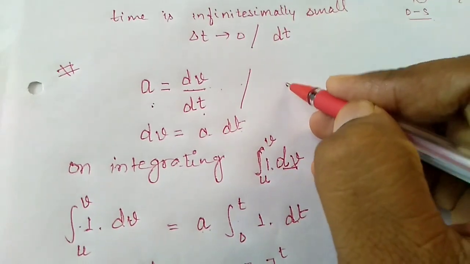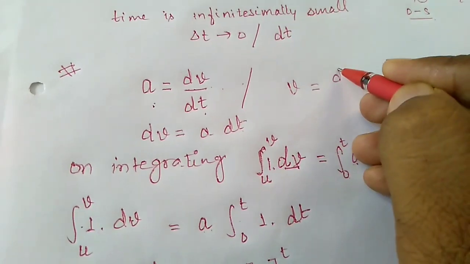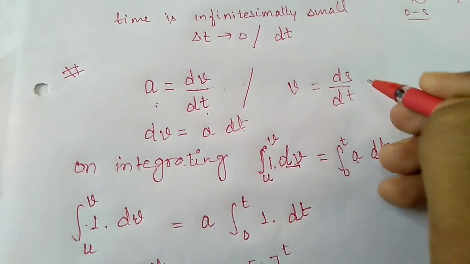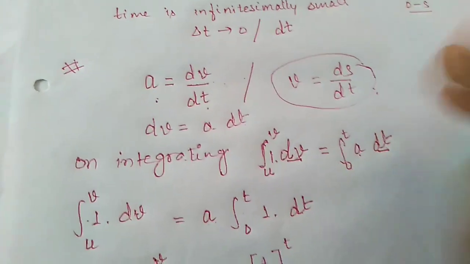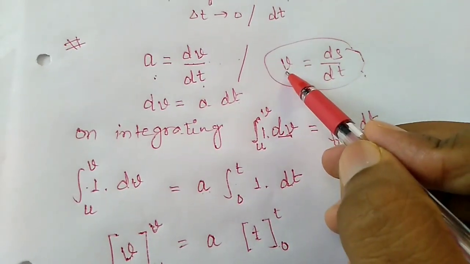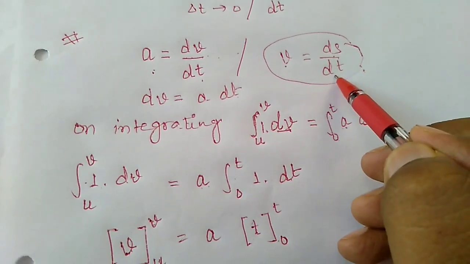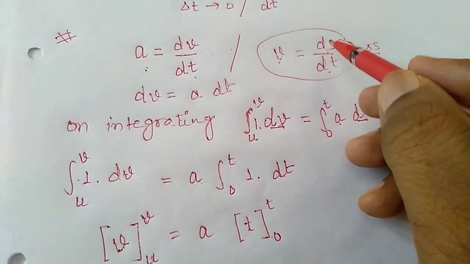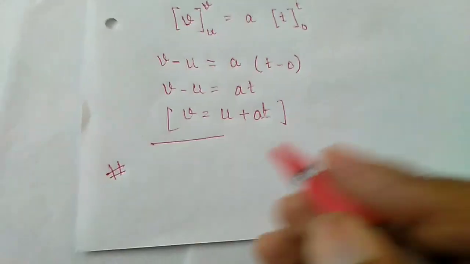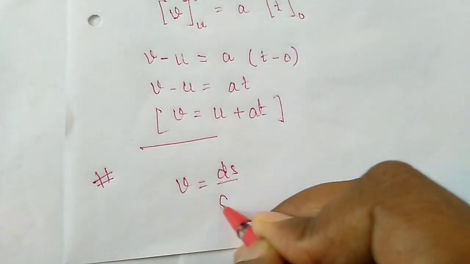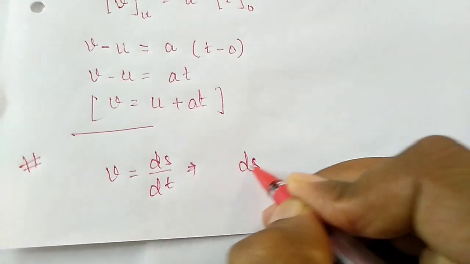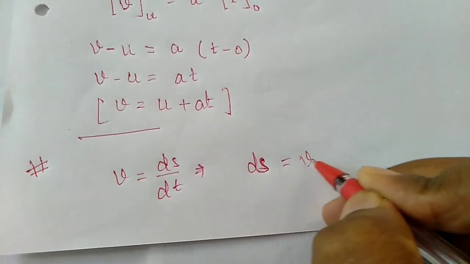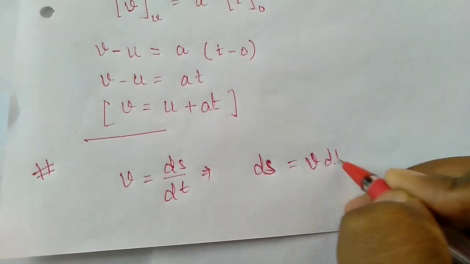Same way, v can be written as ds upon dt. So the second equation of motion will be proved using this. Velocity is equal to change in displacement upon change in time, or you can say delta s upon delta t if the time is very small. So we can write ds upon dt. We are going to use that. So v is equal to ds upon dt, or you can say ds is equal to v dt.